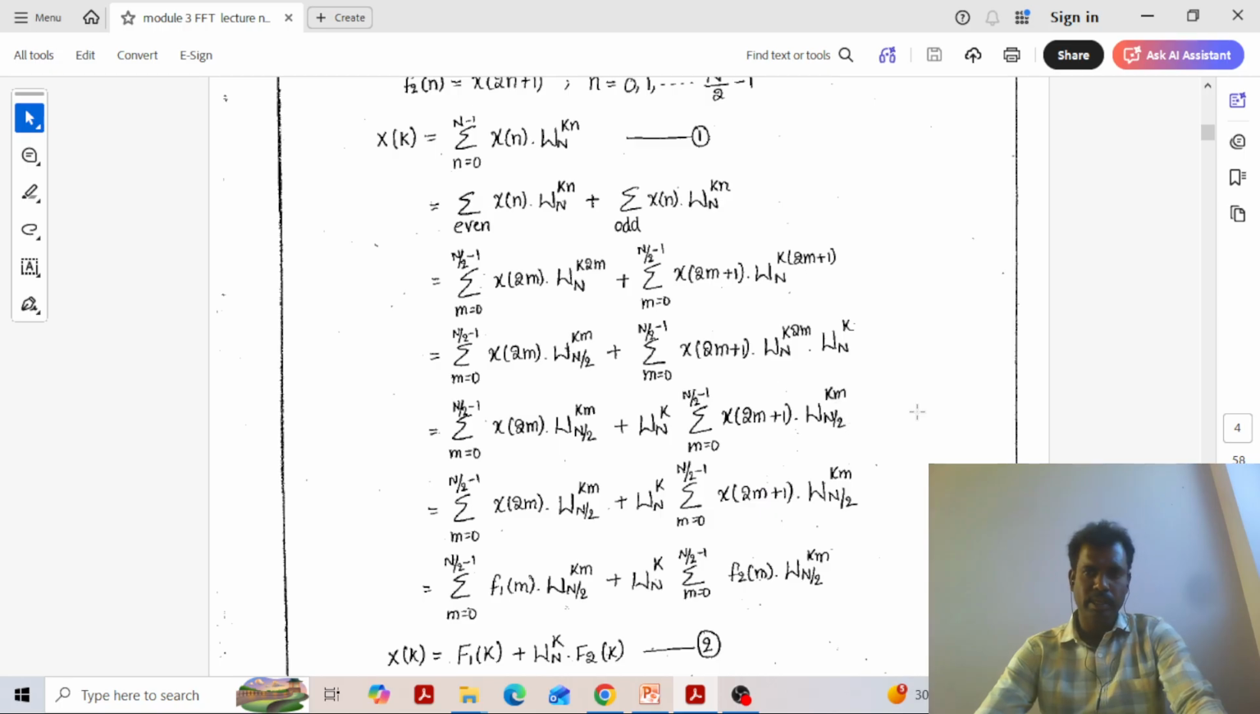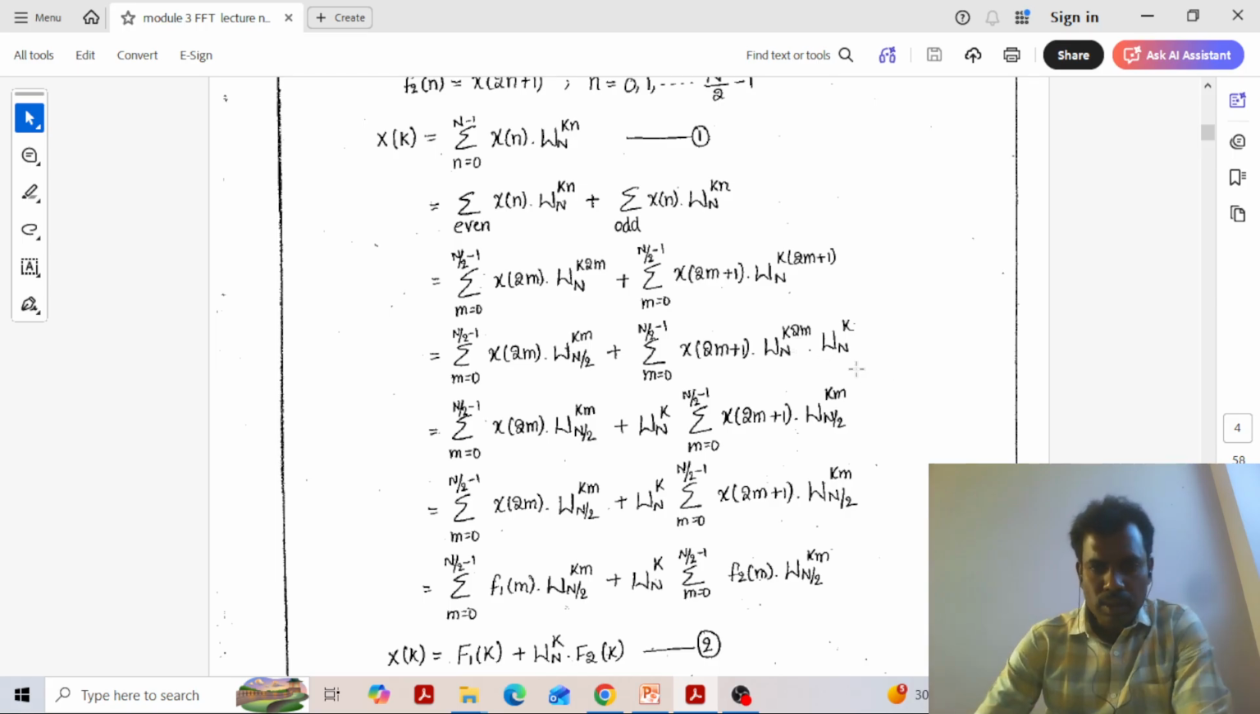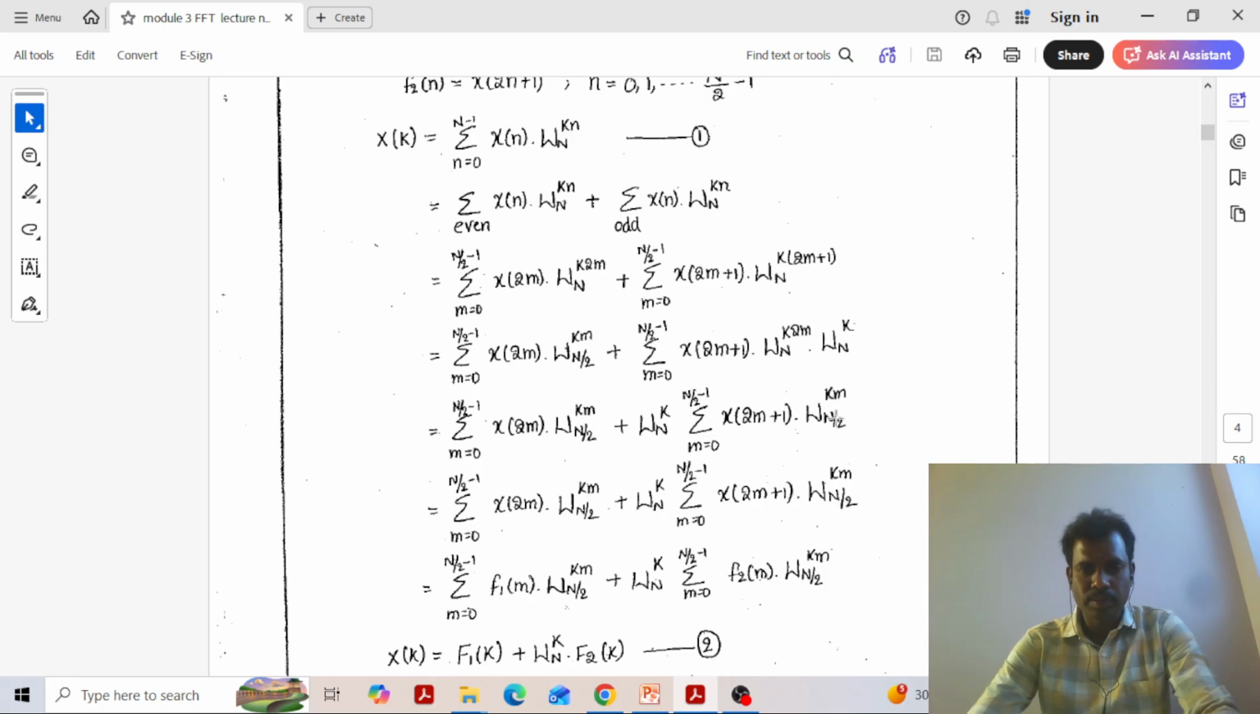Both are the same, because e power minus j 2 pi by N, with N by 2, the 2 goes to the numerator. So W_N power k into 2m is equivalent to W_N by 2 power km. Now we can say it is in the form of DFT, where m is varying from 0 to N by 2 minus 1, some sequence into W_N by 2 power k. So it is N by 2 point DFT.